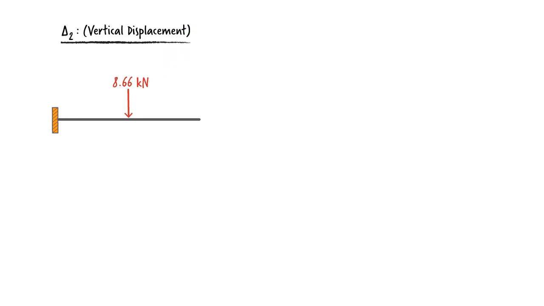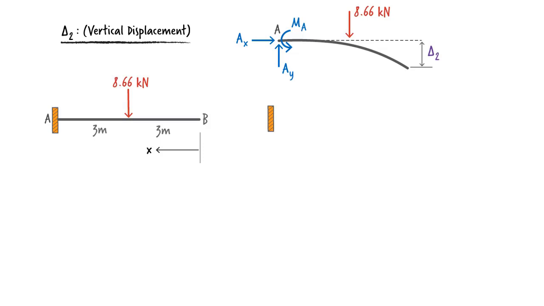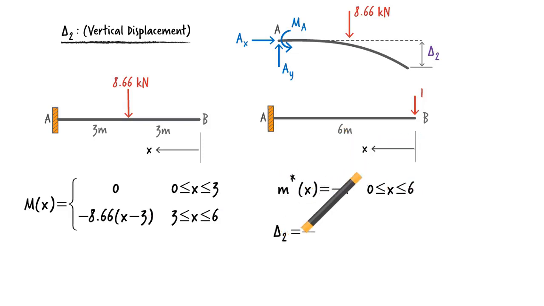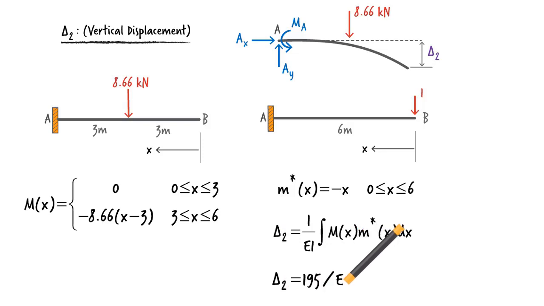Delta 2 is the vertical displacement at B due to the vertical component of the applied load. To calculate delta 2, we need to write the moment equation for the beam using the applied load, and the moment equation due to a unit vertical load placed at B. Then, we calculate delta 2 by integrating the product of the 2 moment equations. That gives us 195 over EI for delta 2.